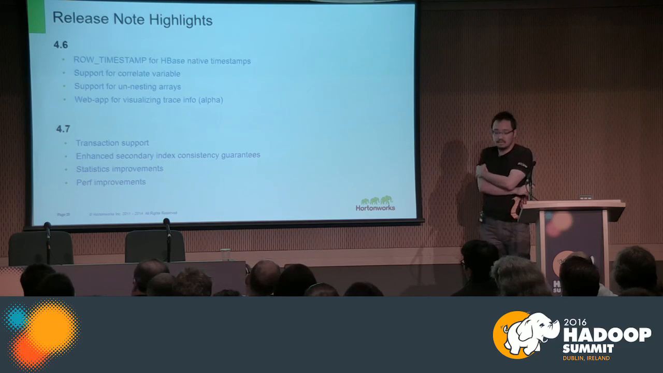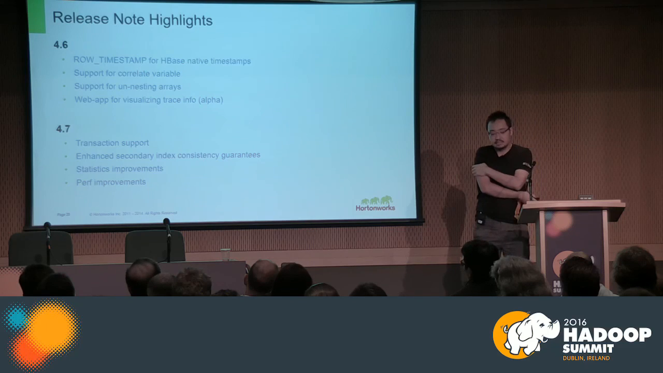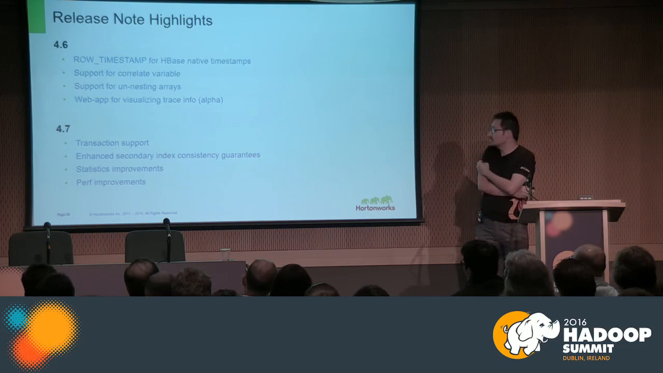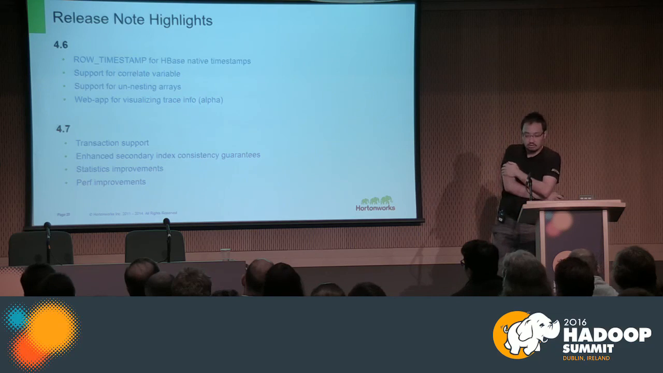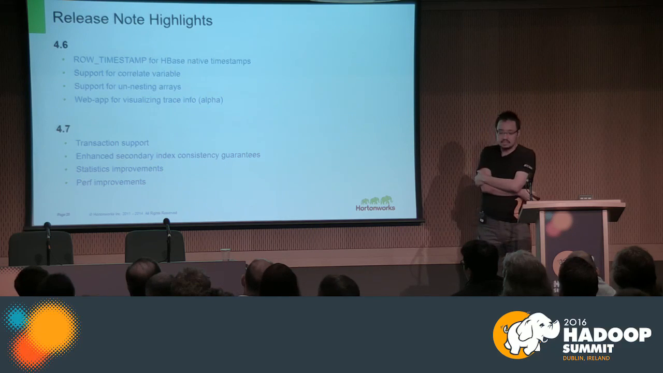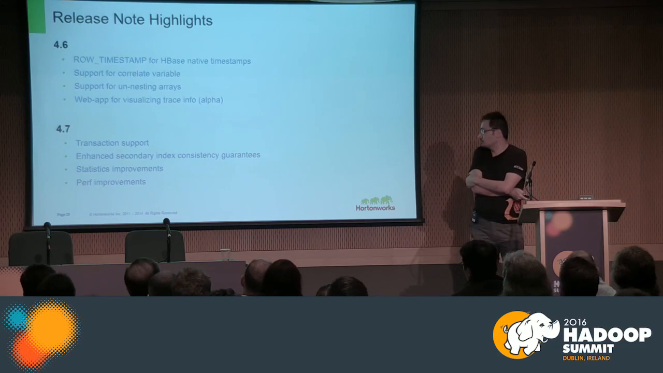4.6 came with the row timestamp, which we will go into in detail. It has support for correlated variables, support for unnested arrays, and a web application for tracing data. 4.7 is the most recent release. It comes with the transaction support, secondary index improvements, and statistics and performance improvements there.